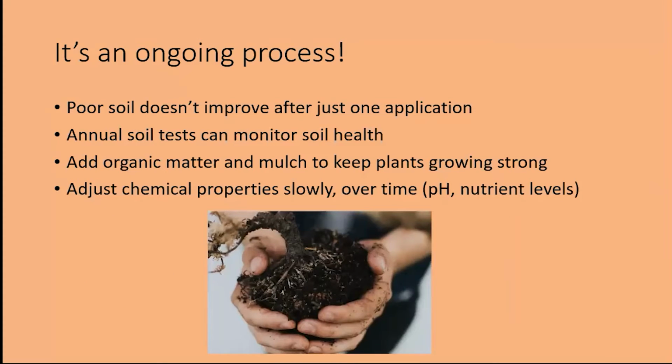Well, it is an ongoing process, as you can tell. Adding amendments and fertilizer to improve your soil is not a once and done process. Poor soil doesn't improve just after one application. Annual soil tests are needed so you can monitor your soil health. Add organic matter and mulch to keep the plants growing strong, and adjust the chemical properties slowly over time. And that's where we're thinking of the pH and the nutrient levels, slowly over time.